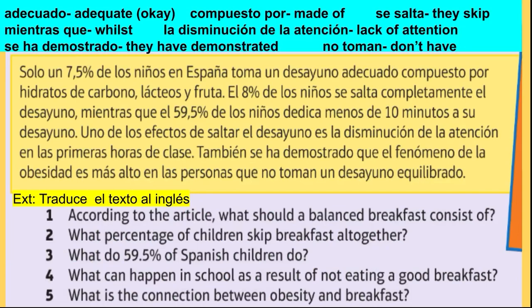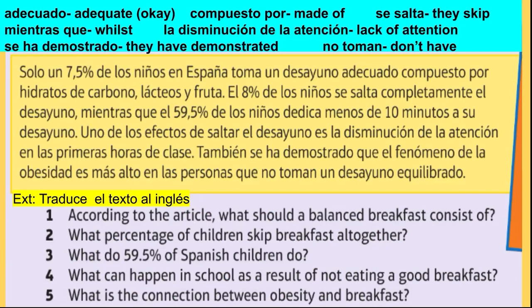What can happen in school as a result of not eating a good breakfast? Uno de los efectos del saltar, is that verb again of skipping. Uno de los efectos del saltar el desayuno es la disminución de la atención en las primeras horas de clase. Okay, so lots of big words in there. We've got disminución de la atención, and we can see that at the top in the blue box, lack of attention. En las primeras horas de clase, so it's talking about the lack of attention pupils might have in the first hours of class.